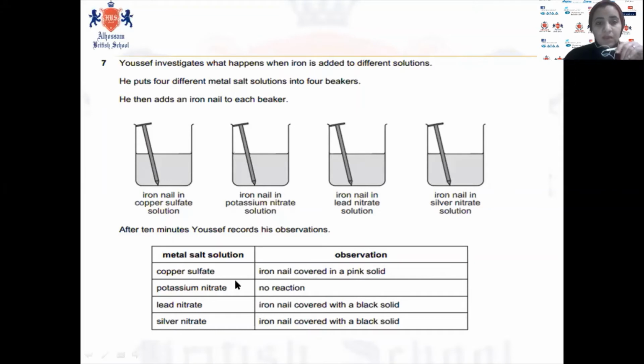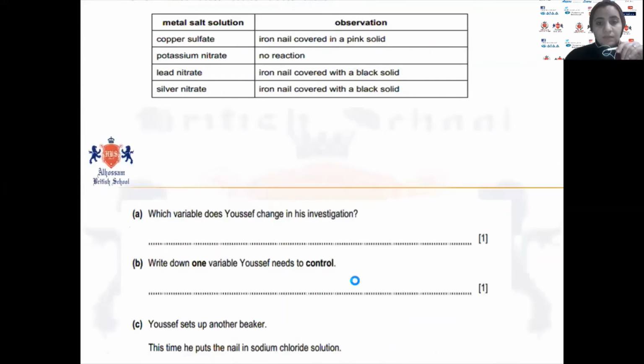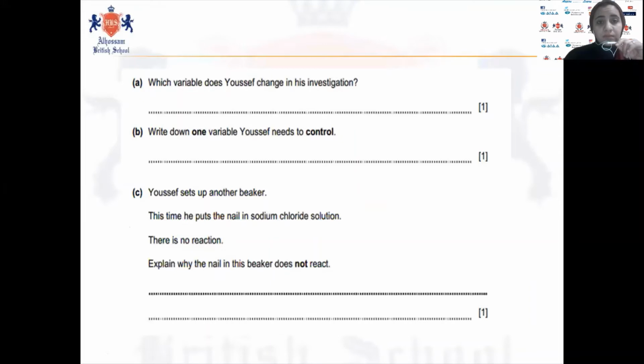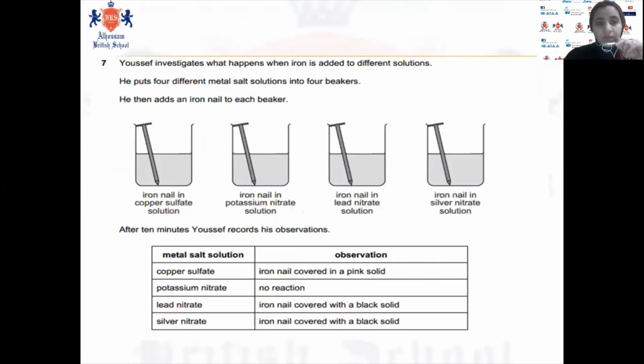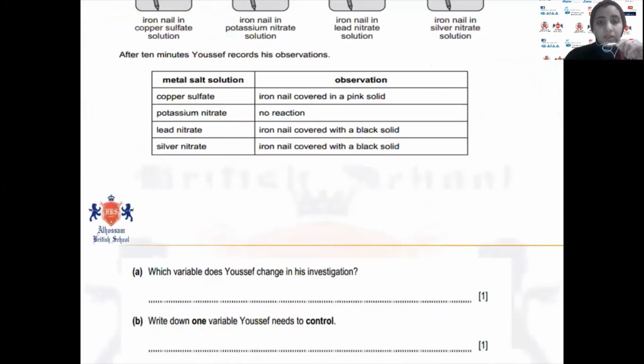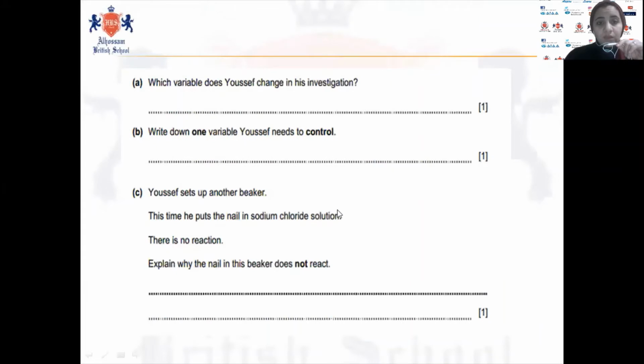Let's read the question. Which variable does Yusuf change in his investigation? Can we go to the previous slide? He changed in each experiment the solution. Excellent. He changed the type of the solution.